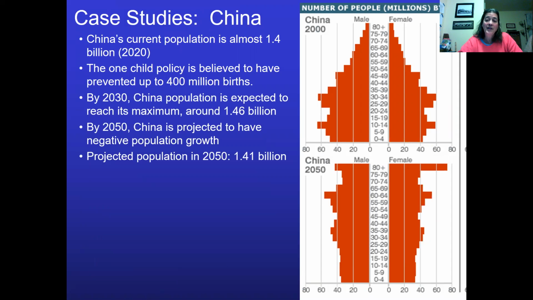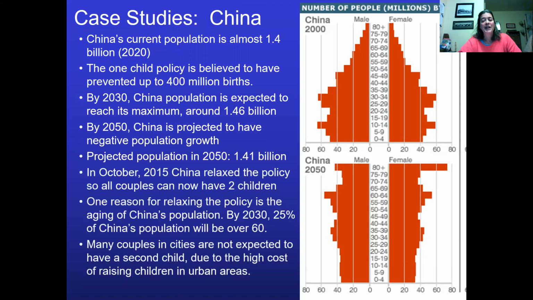By 2030, China's population is expected to reach its maximum, around 1.46 billion, and then start to come back down again, so that by 2050, there'll be only 1.41 billion. That doesn't sound like a huge change, but remember, since we're talking billions, that's a lot of people. So they are a little bit concerned about how negative their growth has been, how narrow the base of their pyramid is, so they got rid of the one-child-only policy in 2015 and said, hey, it's okay now to have two children.